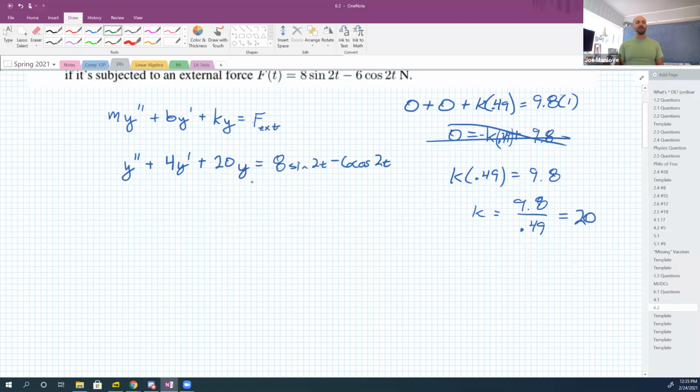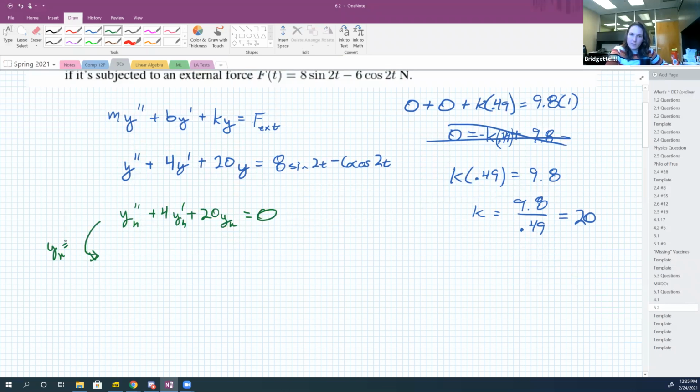So our first thing is going to be to take the homogeneous equation. So we're going to have yh double prime plus 4yh prime plus 20yh is 0. Then we're going to make a substitution, which is yh is e to the rt. That gives r squared plus 4r plus 20.